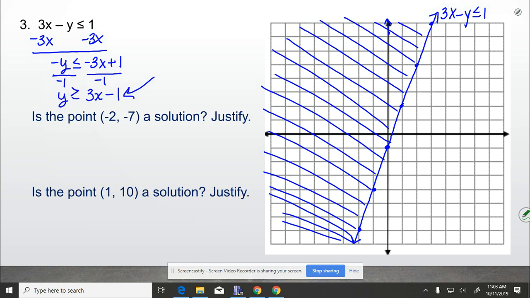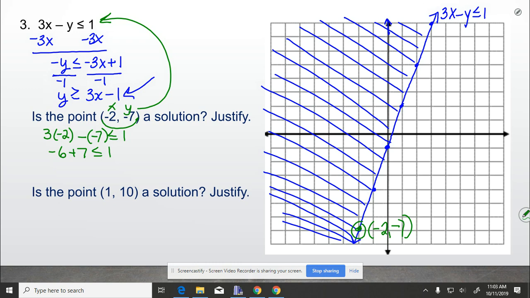So we want to justify and see if negative 2, negative 7 is a solution. Negative 2, negative 7 would be this point right here. So according to the graph, it should be a solution. Let's prove it. This is the x, this is the y. In the original equation would be 3 times negative 2 minus negative 7 is less than or equal to 1. So that's negative 6 plus 7 is less than or equal to 1. And negative 6 plus 7 is 1, and that is less than or equal to 1. So we've proved that it is. And again, your work is your justification.